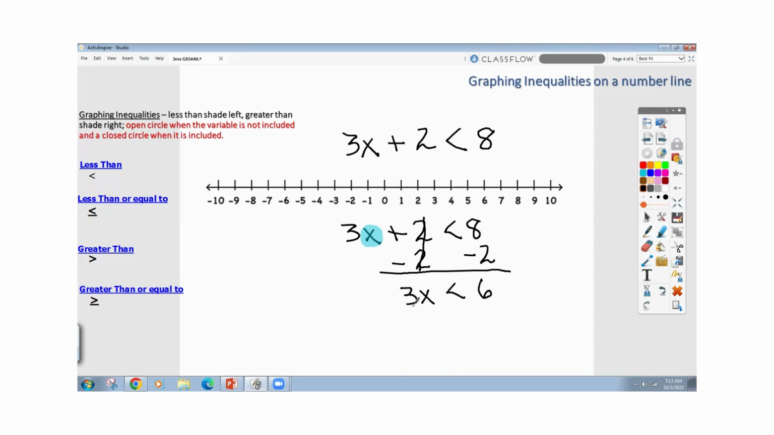From here, the inverse operation of multiplication is division. So I would divide by 3 on both sides. This would cancel out, and I would be left with x is less than 2. And I look, there is no line underneath this. So I want to go to the number 2 on an open circle. And I want to shade everything to the left here. It means all of these numbers are included. Anything that is smaller than 2 does count.